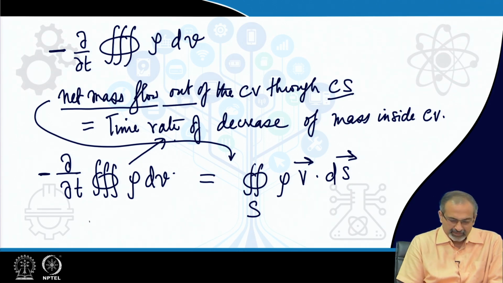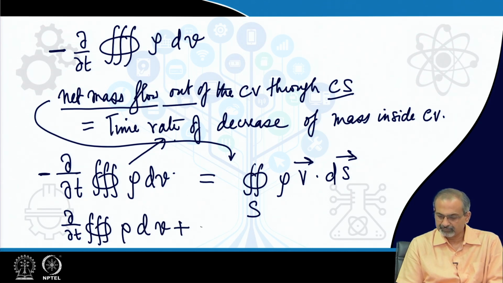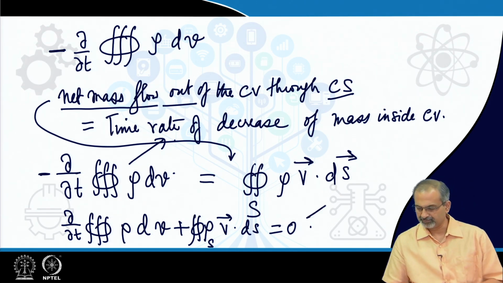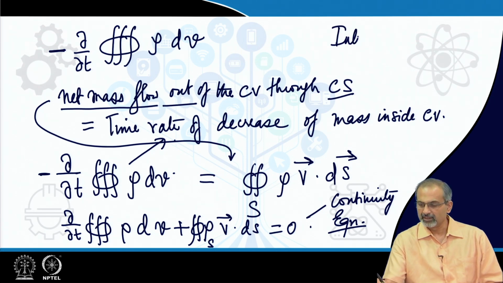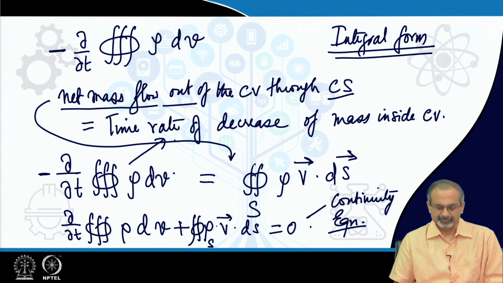So, if you take the terms together on one side, then it basically boils down to saying, so, this is your mass conservation equation, the continuity equation as we say, and this is an equation in integral form. So, we have derived the mass conservation equation in integral form now, involving volume and surface integral.